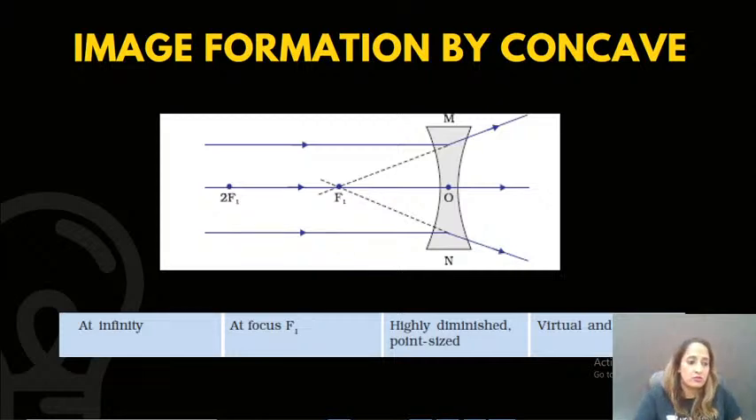First of all, let's understand what a concave lens looks like. Just as we had the biconvex lens, a concave lens has two surfaces, and they are curved inwards. You see, they are curved inwards.